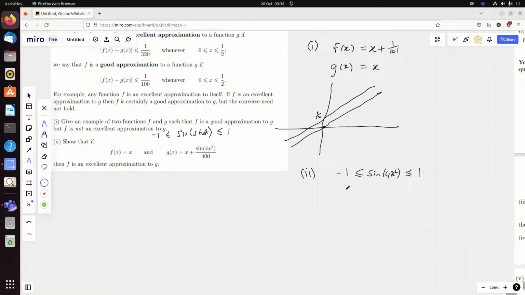Sine's basically always trapped between -1 and 1. So divide that by 400, and you've got that the fraction is less than or equal to 1 over 400. We've got to justify it, haven't we, and really show the examiner we know what we're talking about. Hence, the modulus of f of x minus g of x, well, when we subtract, the x's are going to cancel, and we're going to end up with the modulus of sine of 4x squared over 400.